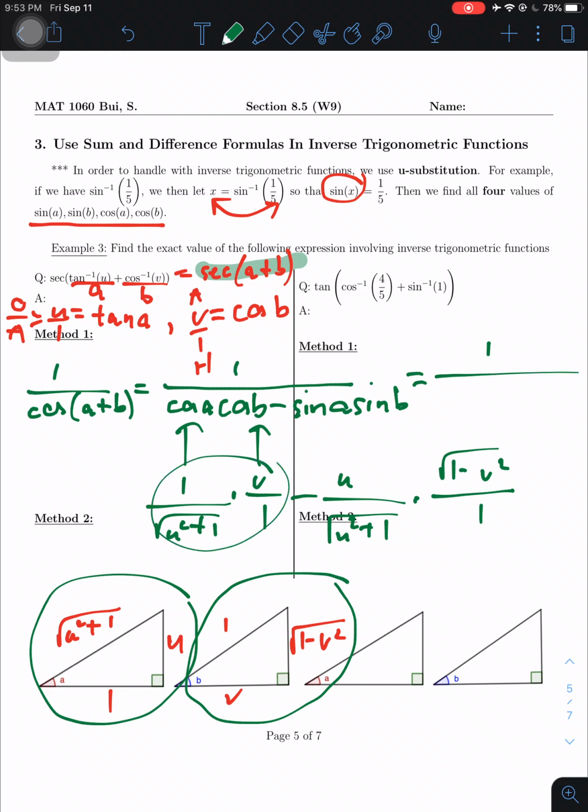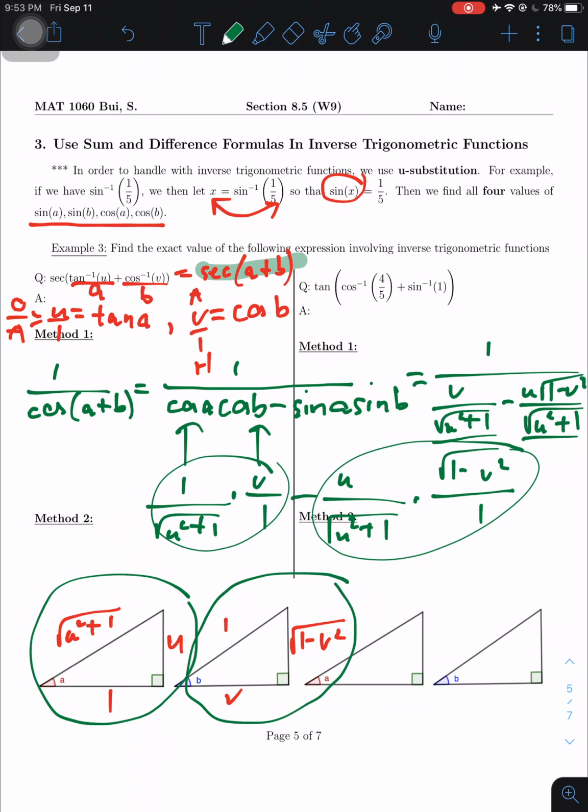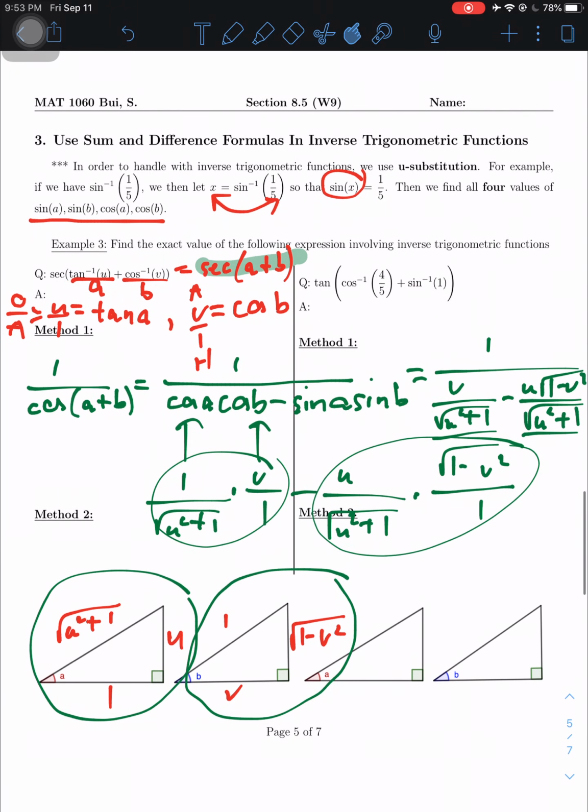then this together is v divided by square root of u squared plus 1. And these in here together, it is u square root of 1 minus v squared. I know it's weird and long, but trust me, we're almost done. Right? And because on the bottom in here, we have the common denominator in here and in here, we're going to combine them, right? Easily. So let me get some space for the work.